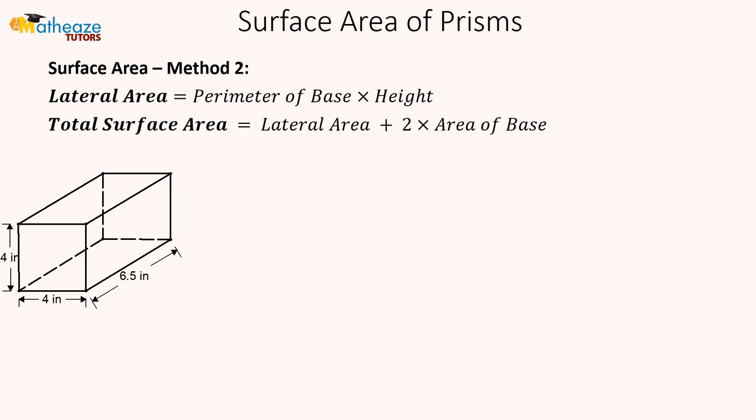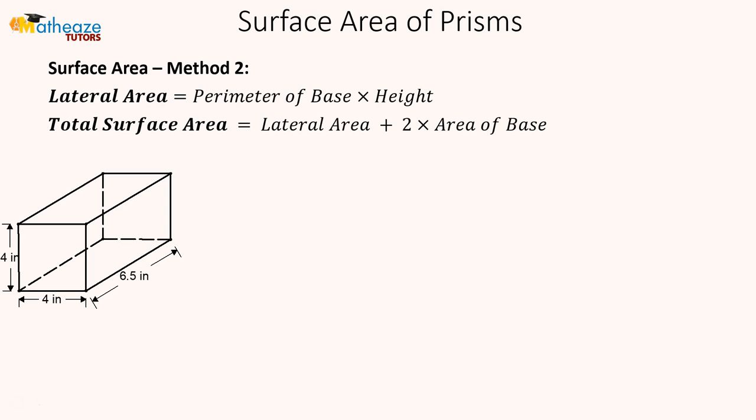Now we're going to look at method 2. We introduce a concept called the lateral area, and that is calculated using the perimeter of the base times height. Remember, the base doesn't mean the bottom of the figure. The base is represented by the two sides that are the same, because a prism is about two sides being the same joined by a length. That's why you have three-dimensional. And so your total surface area is lateral area plus 2 times the area of the base.